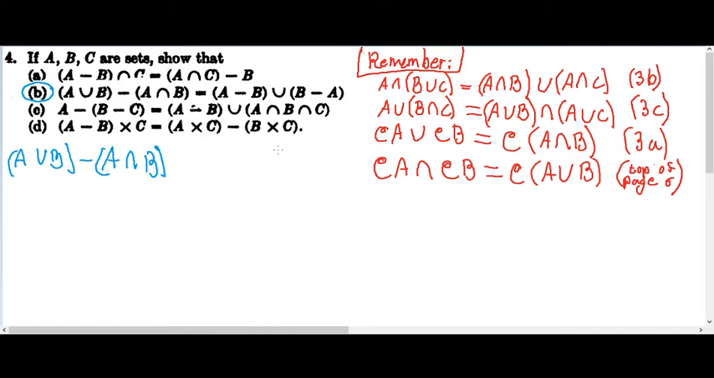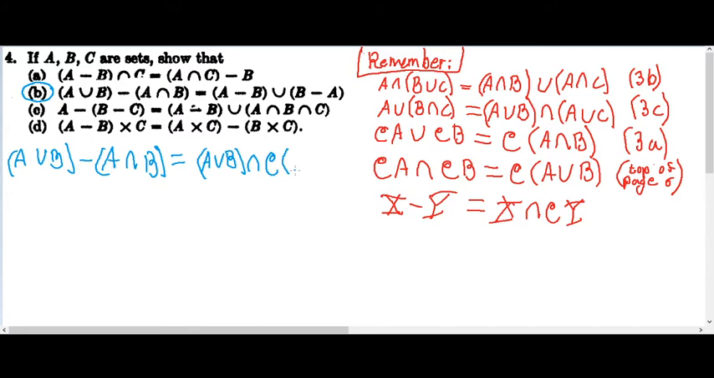I should write one more here, actually. Let's remember that X minus Y, the set X minus the set Y, is the same as saying X intersect the complement of Y. So with that in mind, let's rewrite this. Let's get rid of this minus sign so that we have all unions, intersections and complements. So this is equal to A union B intersect the complement of A intersect B.